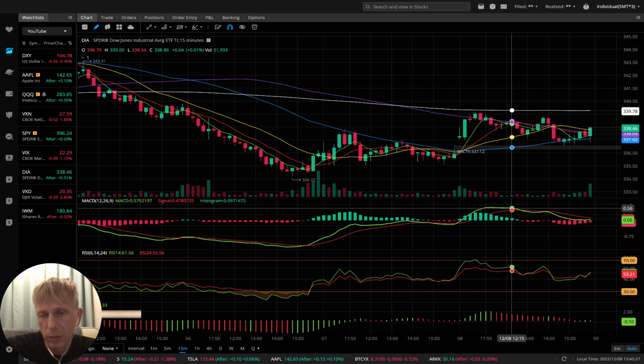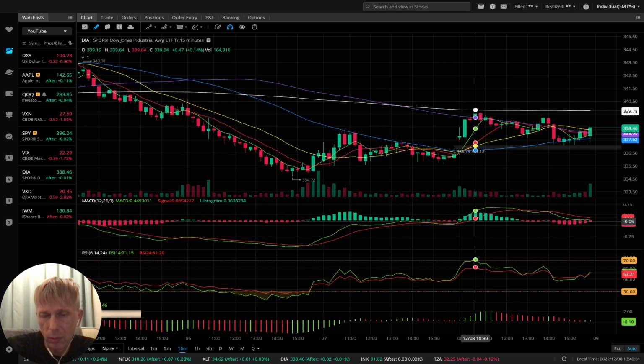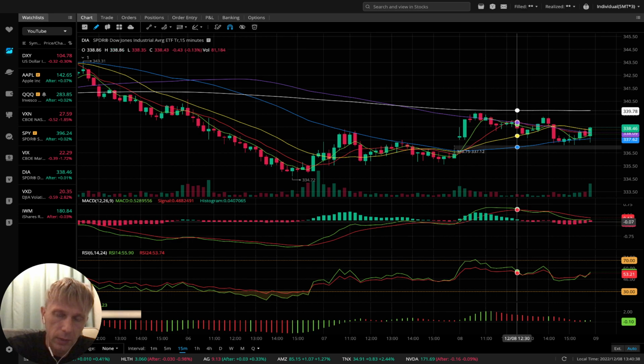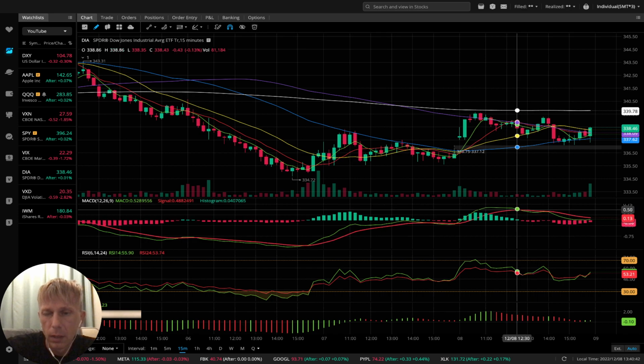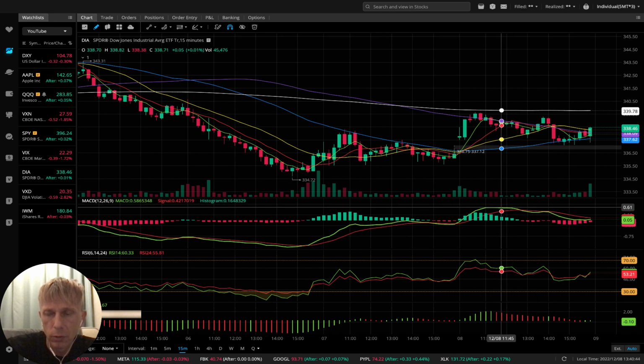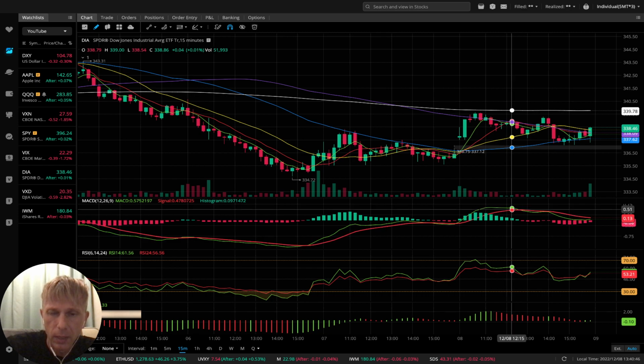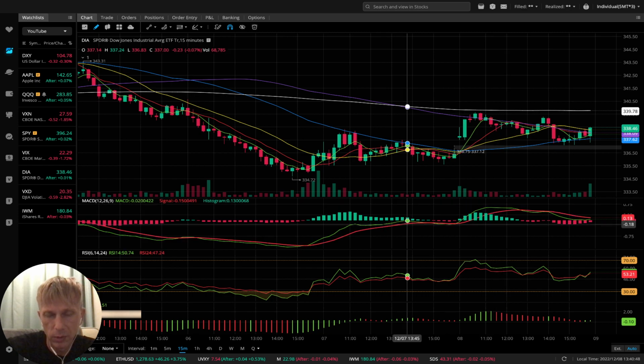Usually bearish crossover happens above the zero line, because above the zero line is the histogram between green and red bars. Bearish crossover usually happens above the zero line, and bullish crossover happens below the zero line.